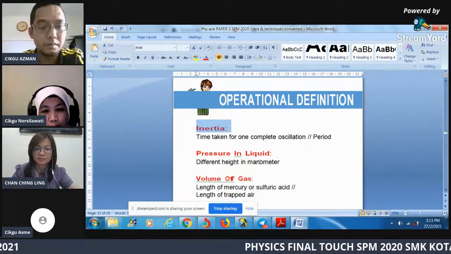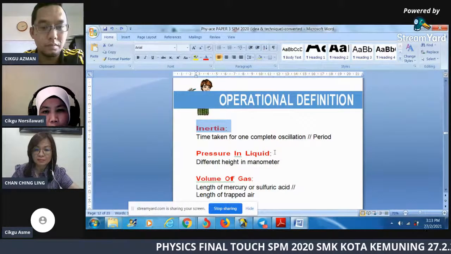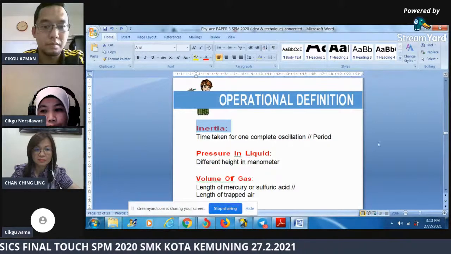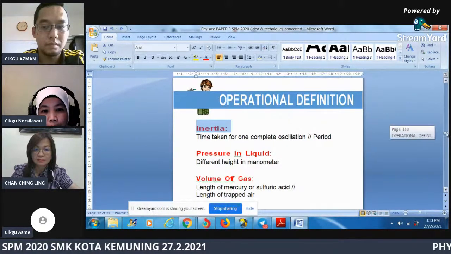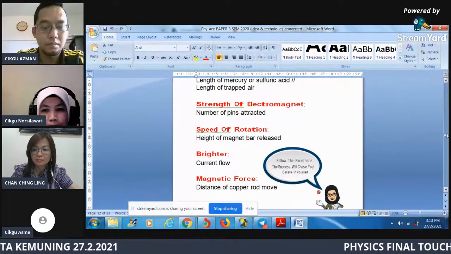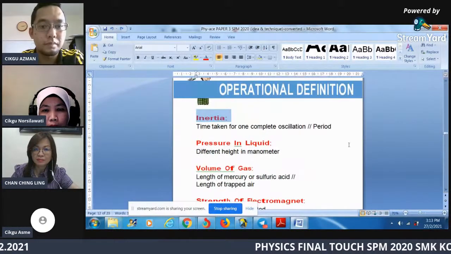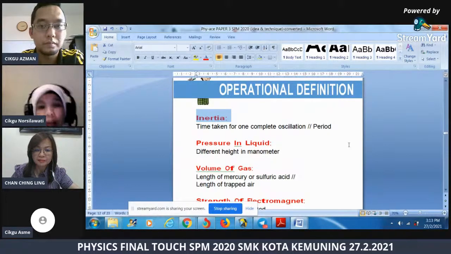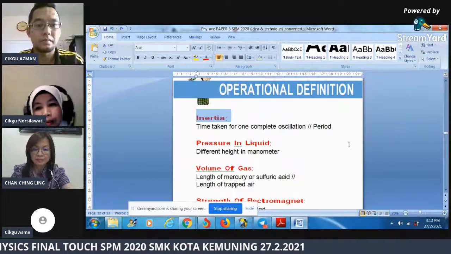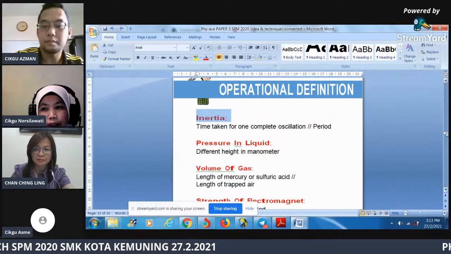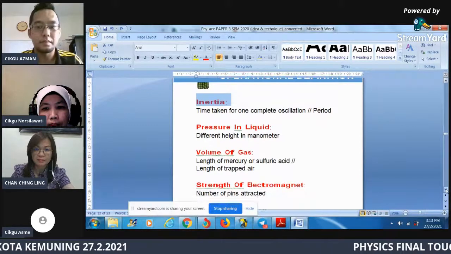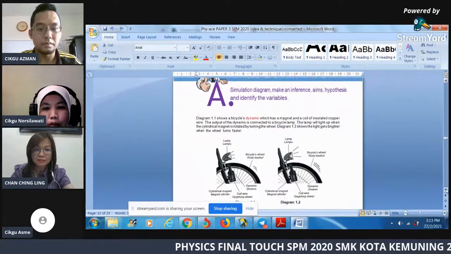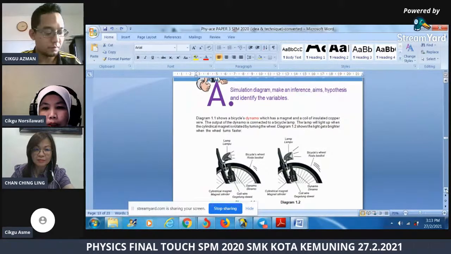Pressure in liquid. How may we define the pressure in liquid? We measure the difference in height in the manometer. So this is one example. For any other physical quantity, they need to come up with a different definition. Alright, so next, for example, we go to the simulation.